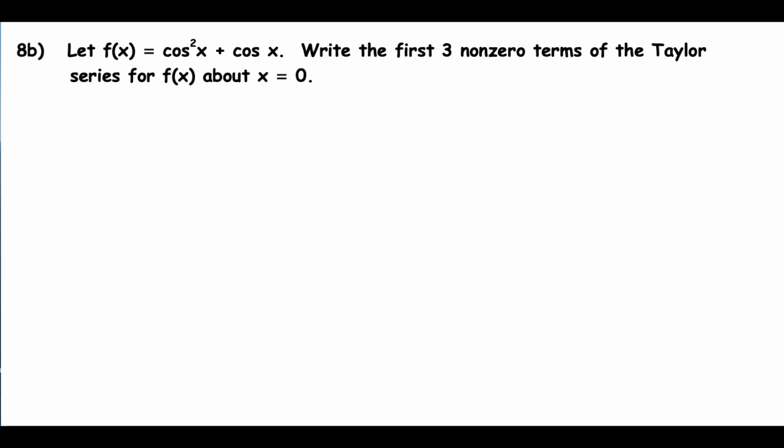Okay, 8b, we're going to let f of x be the cosine squared that we just had, plus an additional cosine. And we're going to take the first 3 non-zero terms of that. This actually shouldn't be hard at all because cosine squared was the answer to 8a, so I'm just going to copy, cut, and paste that to this screen. Okay, so there's the cosine squared. I only listed the first 3 terms because that's all I figured out in part 8a. I'm hoping I don't need any more than those.